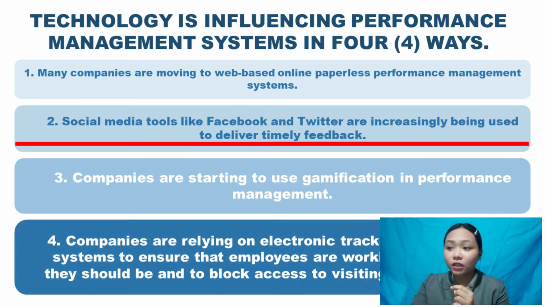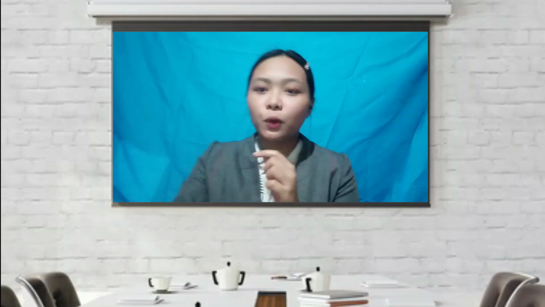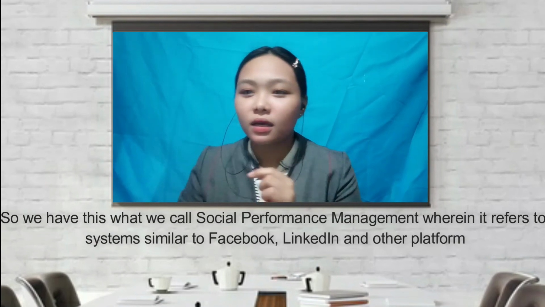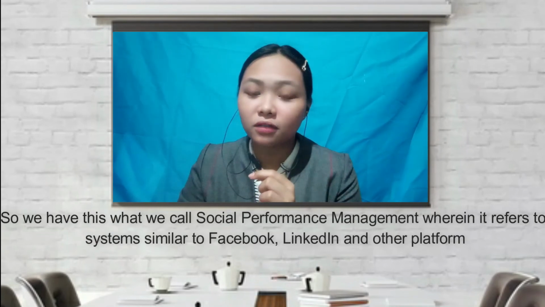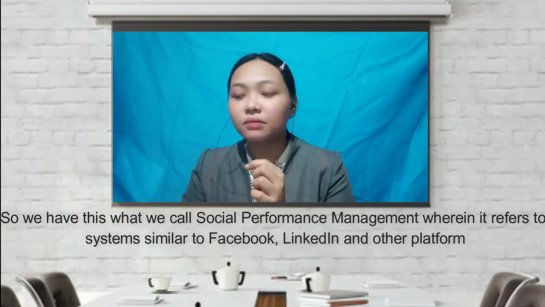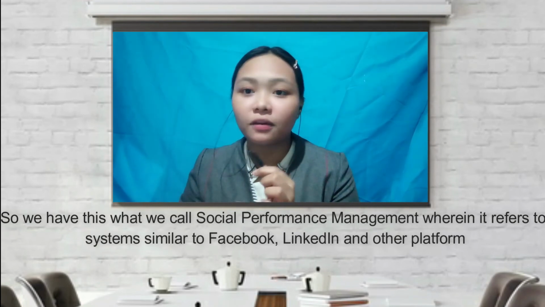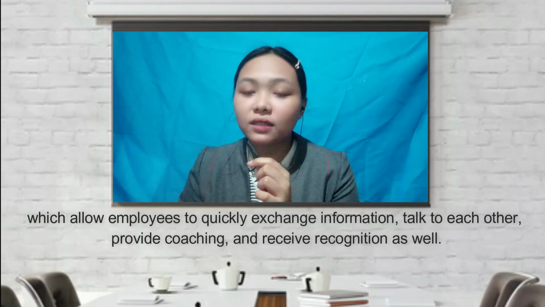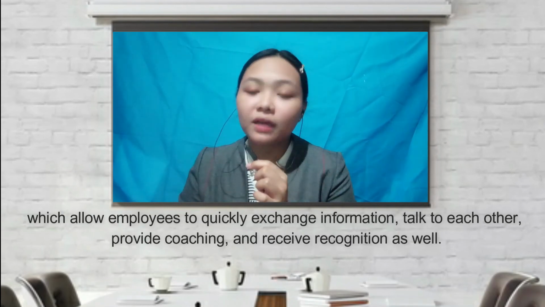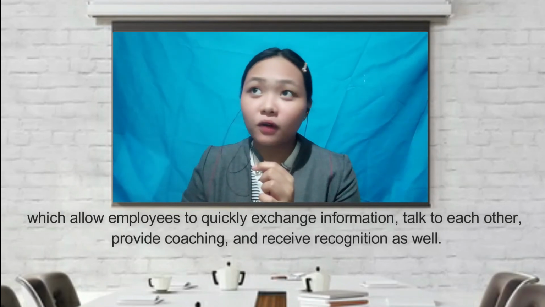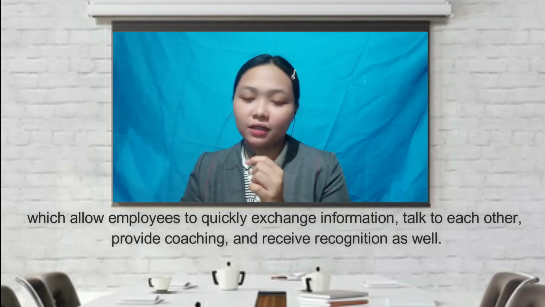Second, social media tools similar to Facebook and Twitter are increasingly being used to deliver timely feedback. So we have what we call social performance management, which refers to systems similar to Facebook, LinkedIn, and other platforms, which allow employees to quickly exchange information, talk to each other, provide coaching, and receive recognition as well.